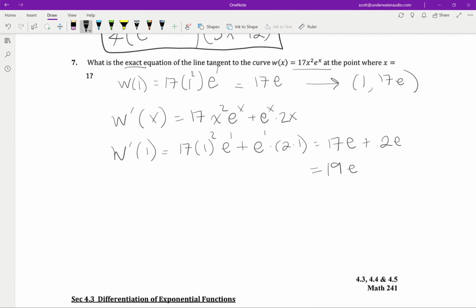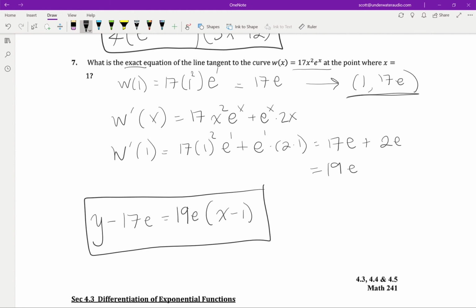This is handy because now I can use my formula, y minus y1, and so I'm using this point here, 17e equals the slope, which I just found to be 19e, and then x minus 1. That's pretty cool. Okay, I kind of went through this pretty quickly, so feel free to ask questions on the discussion board.